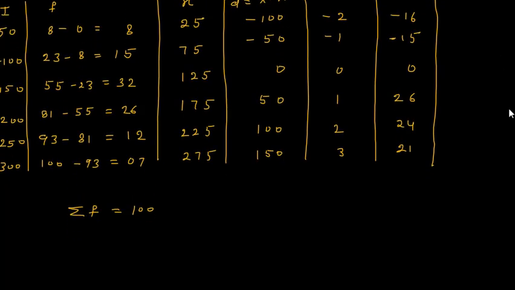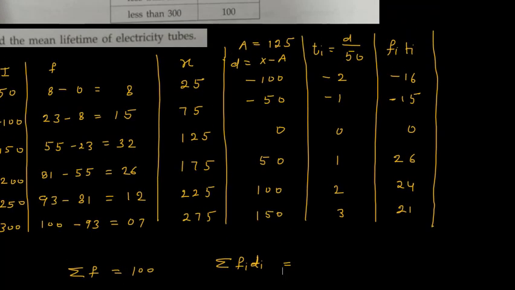summation of FiTi. So for Fi into Ti, what will we get? This is minus 16 minus 15, so minus 31, and here it is 6 plus 4 is 10, 10 plus 1 is 11, then 2 plus 2 is 4, plus 2 is 6, plus 1 is 7, so 71 minus 31 we will get 40. So summation of FiTi is 40.